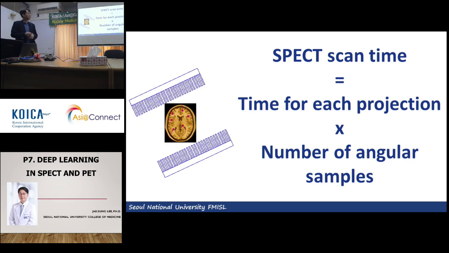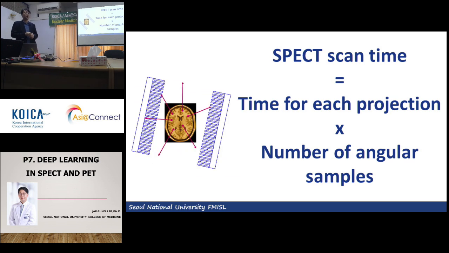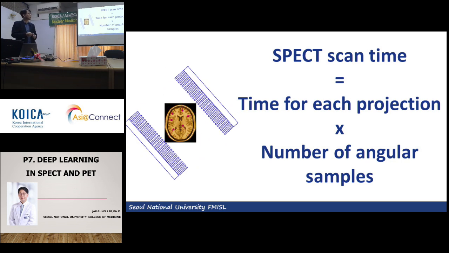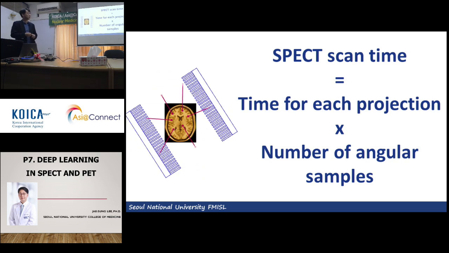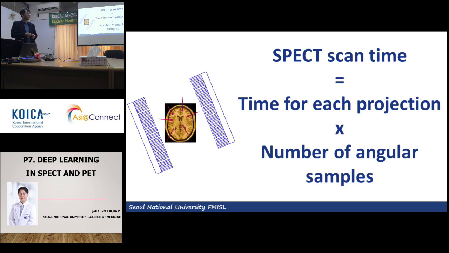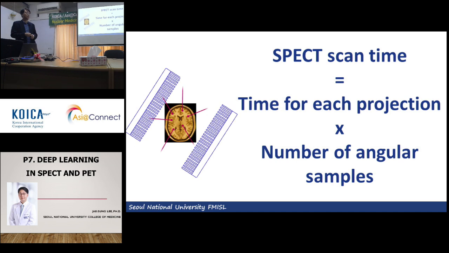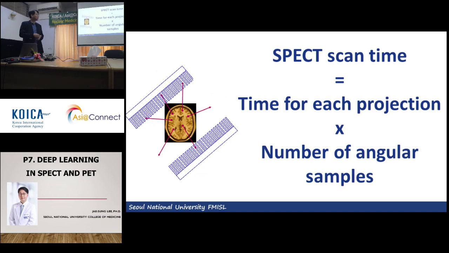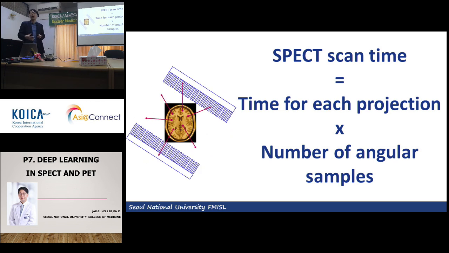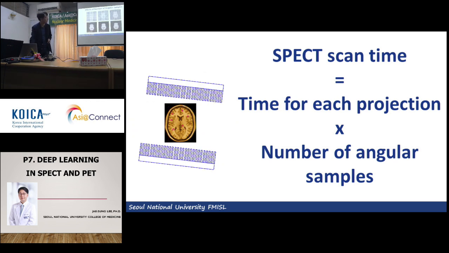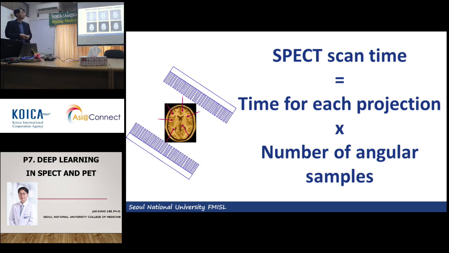If we use a denoising technology based on deep learning, we can reduce the time for each projection. And if we use a super resolution technique, we can reduce the number of angular samples. But as you know, if we reduce angular samples in SPECT, it will cause star artifact. If you look at this slide, you can be reminded of the star artifact caused by reducing the number of samples.